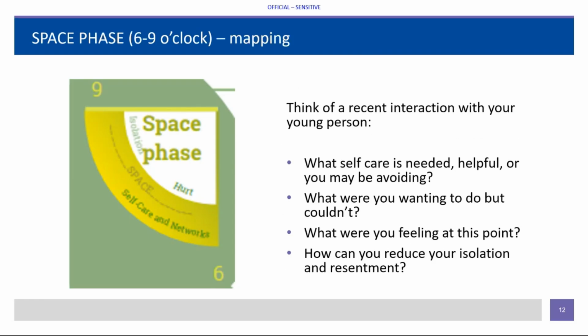So some of the key questions that we might ask are, what self-care is needed, helpful, or you might be avoiding? What were you wanting to do but couldn't? What were you feeling at this point? And how can you reduce your anger, your isolation, or your resentment? Or how do you recognise just how triggered or potentially dissociated you are because the event has taken you back and has reminded you of other events that have been frightening and overwhelming? And often it also is a good phase to go, what worked and what didn't work. So there's time for parents to actually just digest things and to let it go.